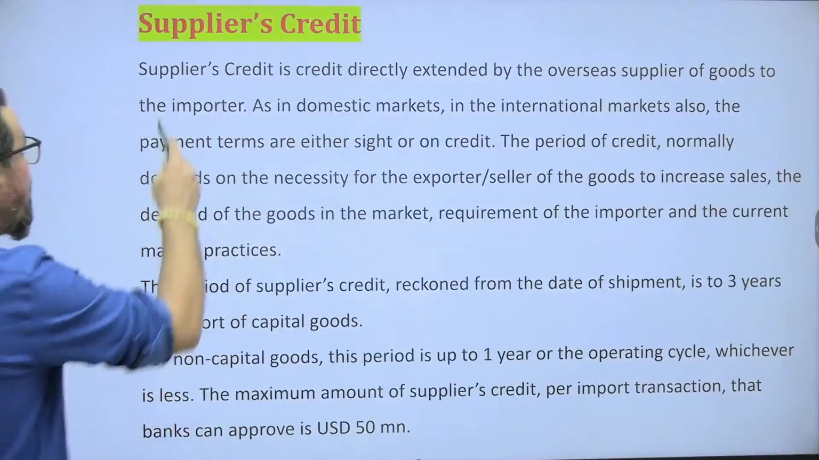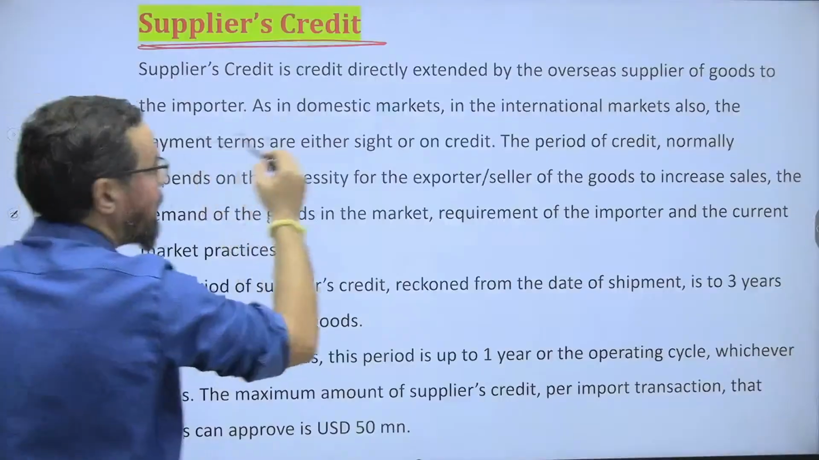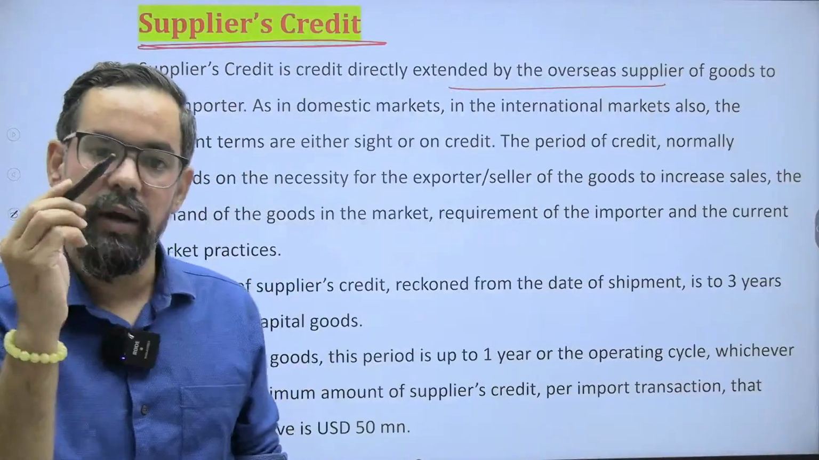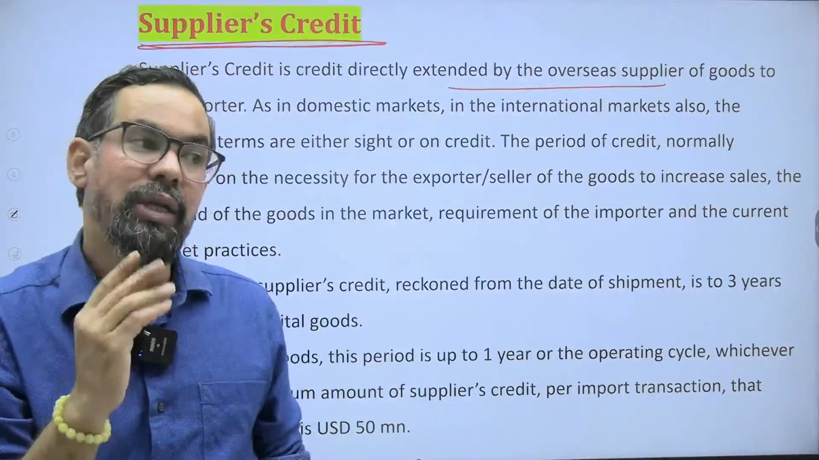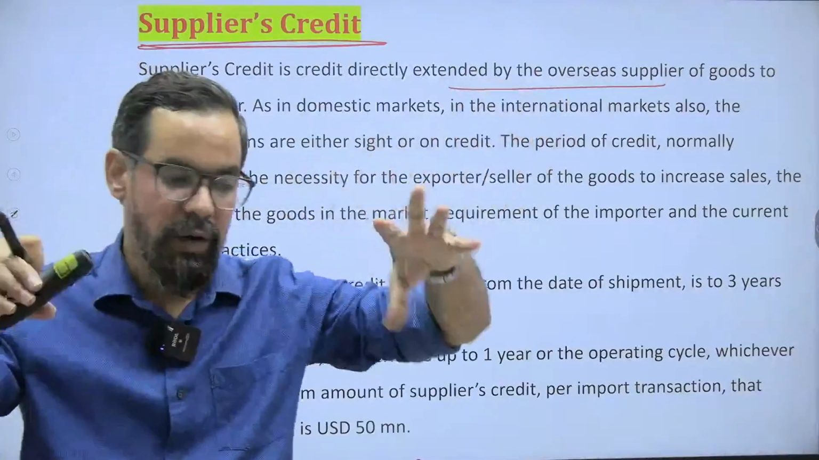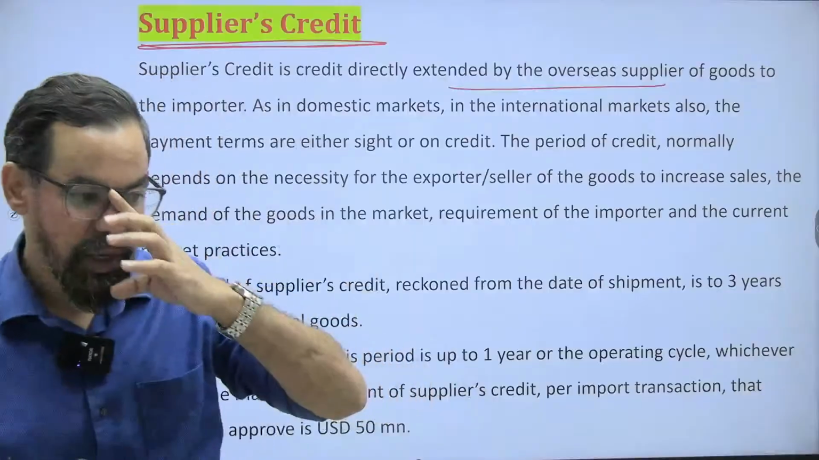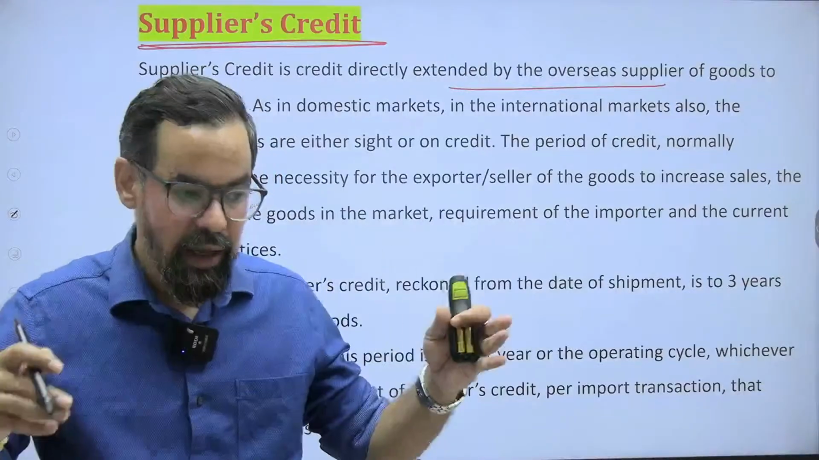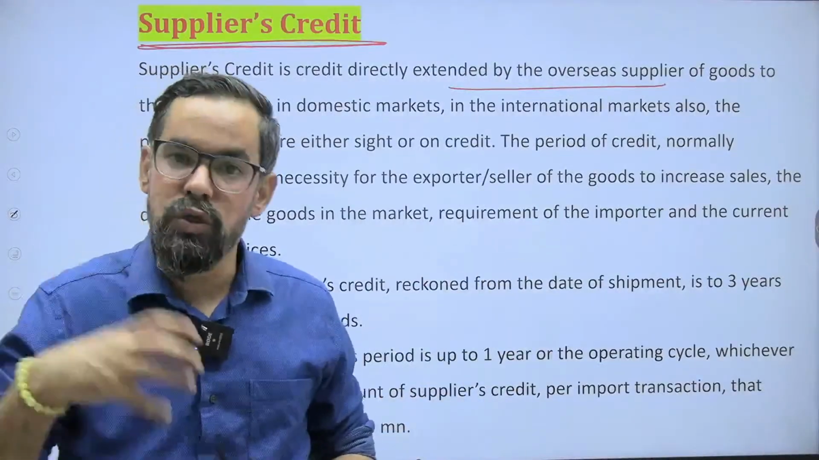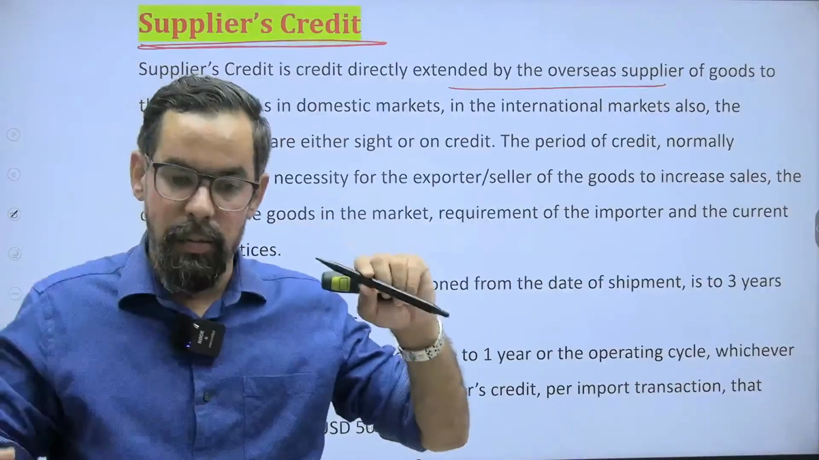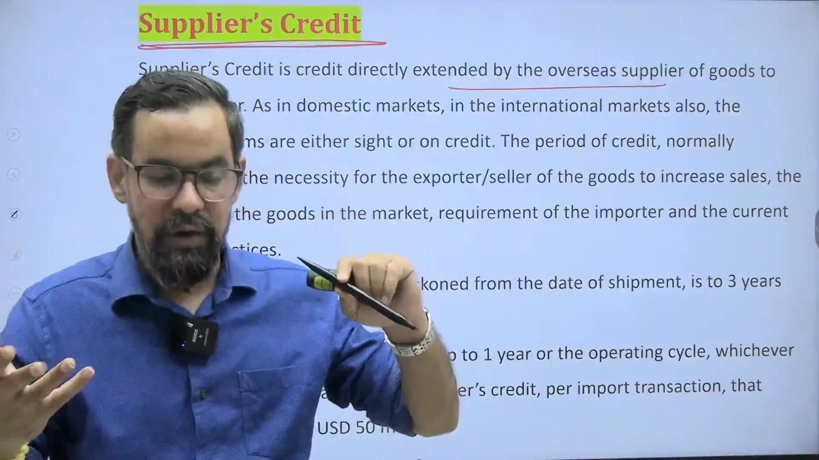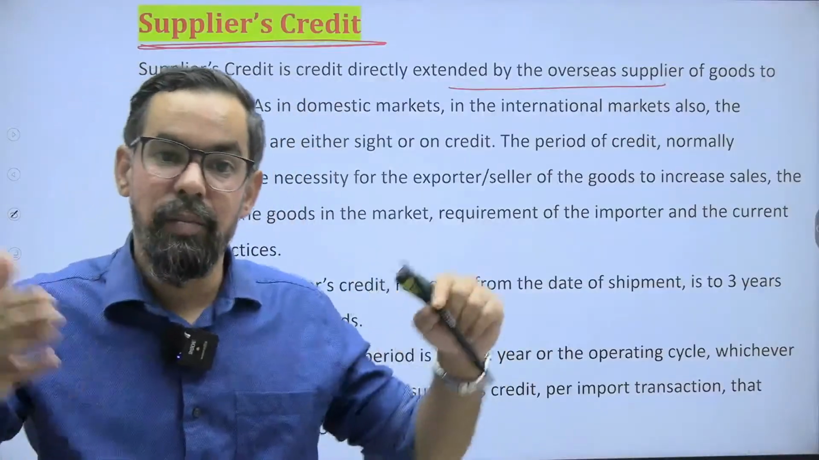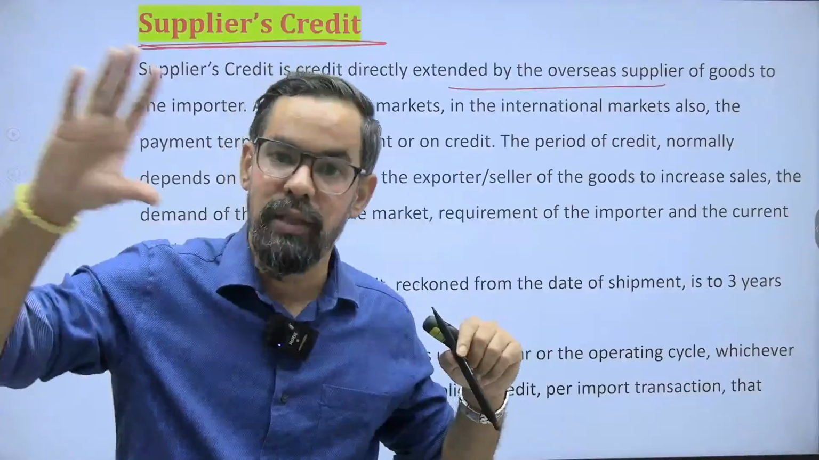This is important because supplier credit is a credit directly extended by the overseas supplier. Let's say you are manufacturing these markers and you want to increase your sale outside India, or let's say you are a US businessman and you want to expand your sale in India, and I'm a buyer, a distributor of markers in the Indian market. But the problem with me is I do not have that much money to purchase your product.